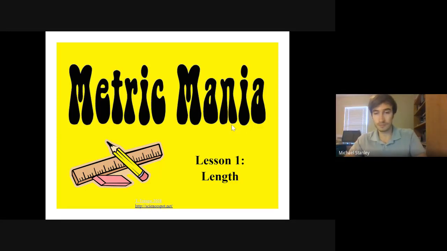So instead, in science, we use something called the metric system, which not only is used more frequently by scientists around the world, but also has a much simpler way of converting between the smaller units and the bigger units, which we're going to talk about today. The three main measurements that scientists make about the world around them are length or distance, mass or weight, and volume, how much space something takes up.